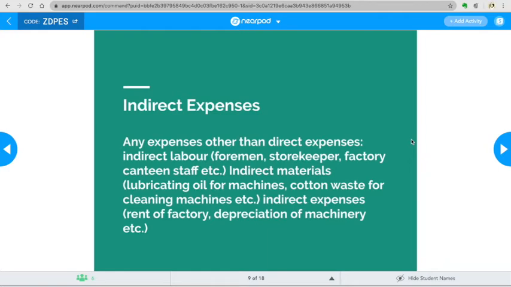So indirect materials like lubricating oils for the machines, cotton waste for cleaning machines, etc. Now when you look at this, you'll be thinking these are all little things, cheap, right? Why are we counting for this? Every cent is counted, as we saw in the petty cash, right? Because a cent upon a cent makes a dollar.